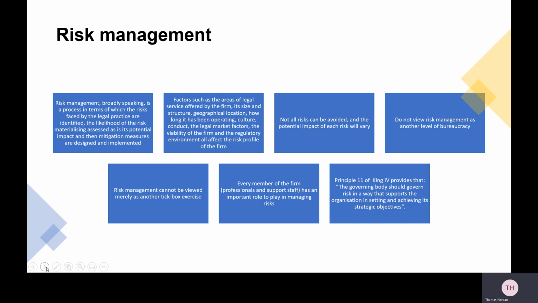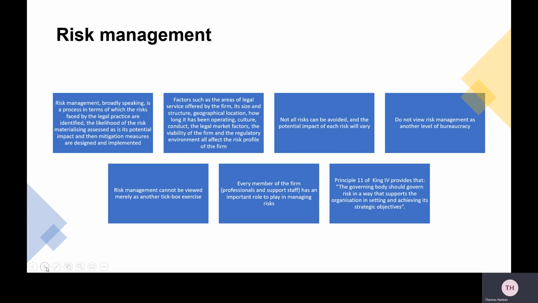I'm not going to start with a textbook definition of risk management, but I'll just explain briefly what the process entails and what the benefits of risk management are. So risk management, broadly speaking, is a process in terms of which you analyze your operating environment, both internally and externally, and identify those risks that will affect your achievement of your strategic goals.